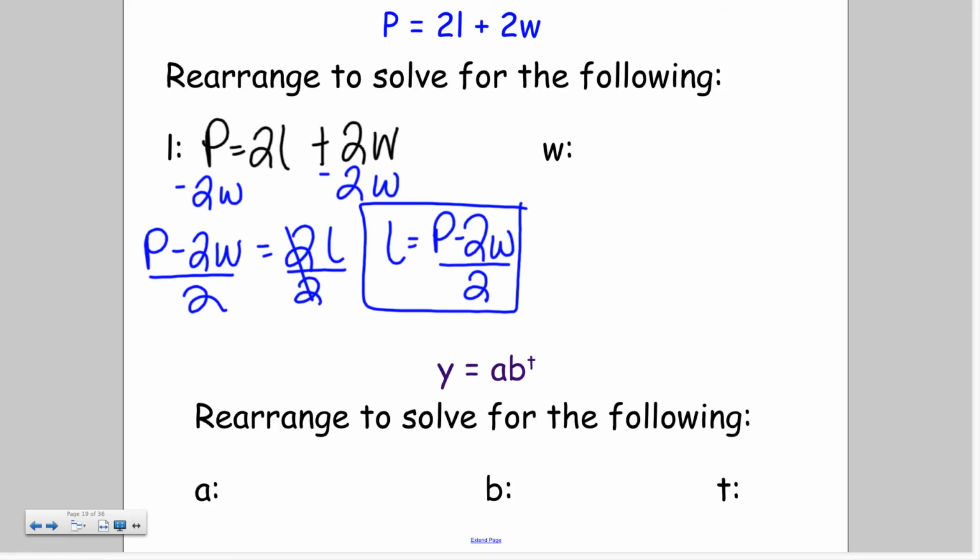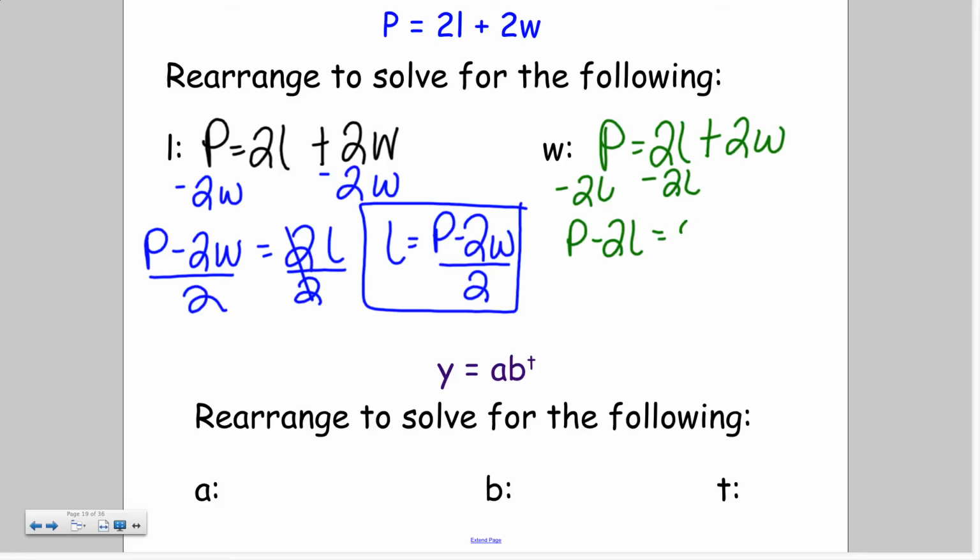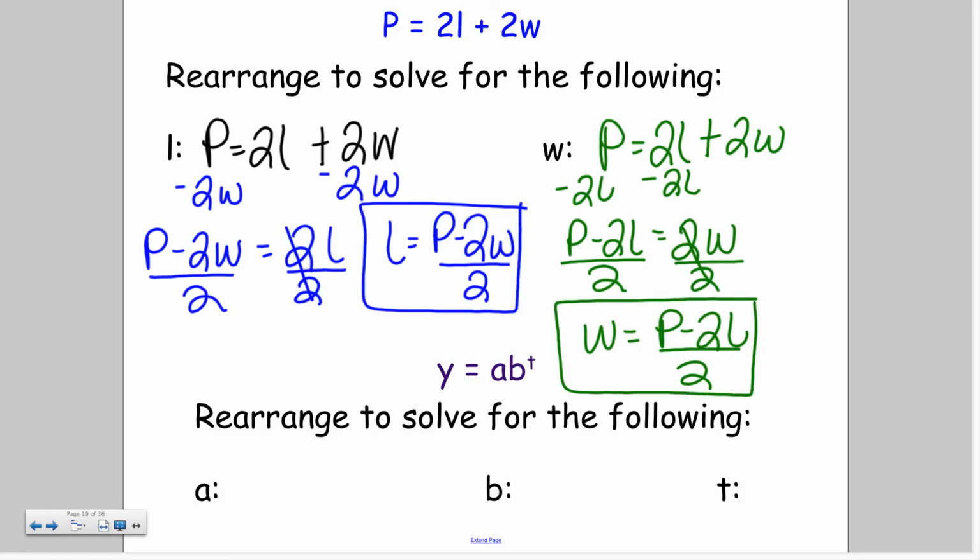All right. Next one, we're solving out for W. So P is equal to 2L plus 2W. Subtract 2L from both sides. So P minus 2L is equal to 2W. Get W by itself, divide by 2. W is equal to P minus 2L divided by 2.